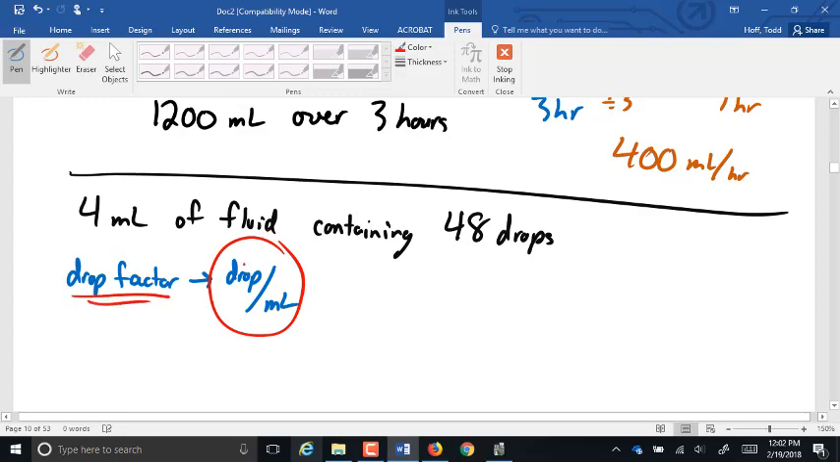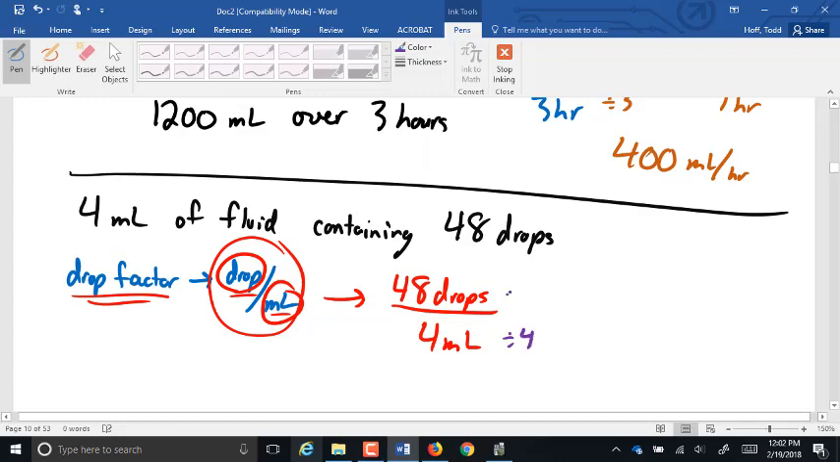If a drop factor has units of drops per milliliter, that means it's going to be drops on top of our ratio or rate and milliliters on bottom, because we have to make the units line up just like they are in the units of the final result. So we can divide by 4. 4 milliliters divided by 4, of course, is just 1 milliliter. 48 drops divided by 4 is 12 drops.